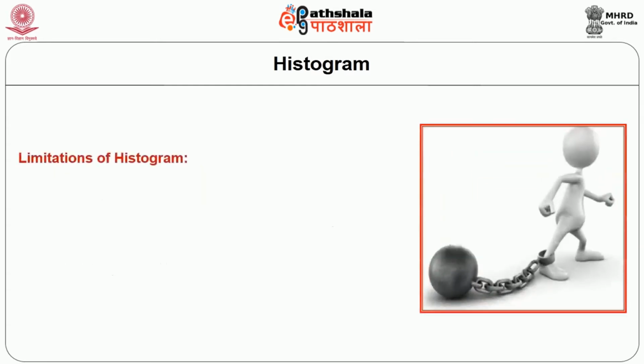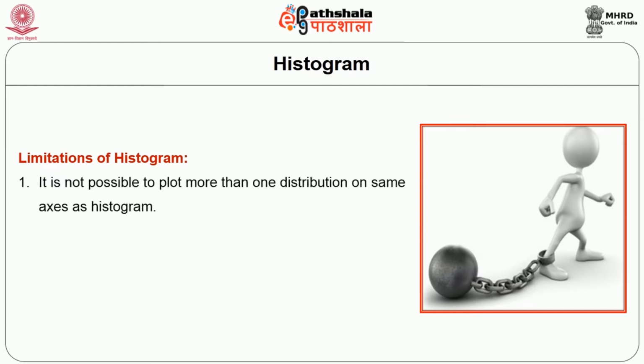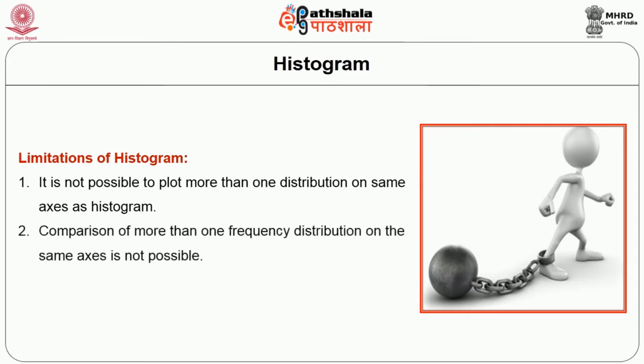Limitations of the histogram. It is not possible to plot more than one distribution on the same axis as a histogram. Comparison of more than one frequency distribution on the same axis is not possible. It is not possible to make it smooth.